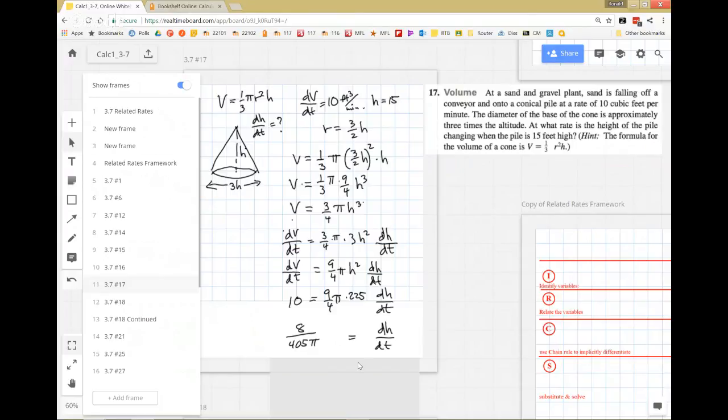We always like to leave pi in our answers. I should have probably put down feet per minute. We'll write that on there now. You should label your answers in these. So that's number 17. Any questions on that one? Comments?